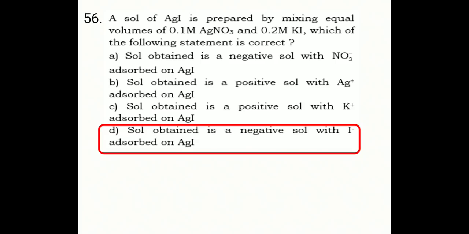56. A sol of AgI is prepared by mixing equal volumes of 0.1 M AgNO3 and 0.2 M KI. Here you can see the concentration of KI is more. Concentration of KI is more means definitely it should result in a negatively charged sol, with I minus adsorbed on AgI. If you have not seen my video on Hardy-Schulze rule on this particular case, you should see that. There I have explained. So go to my channel and see that.